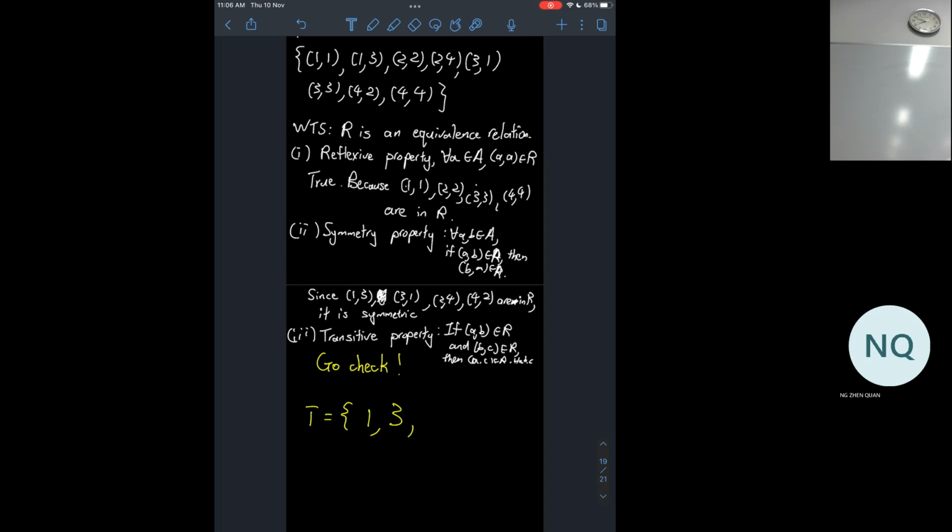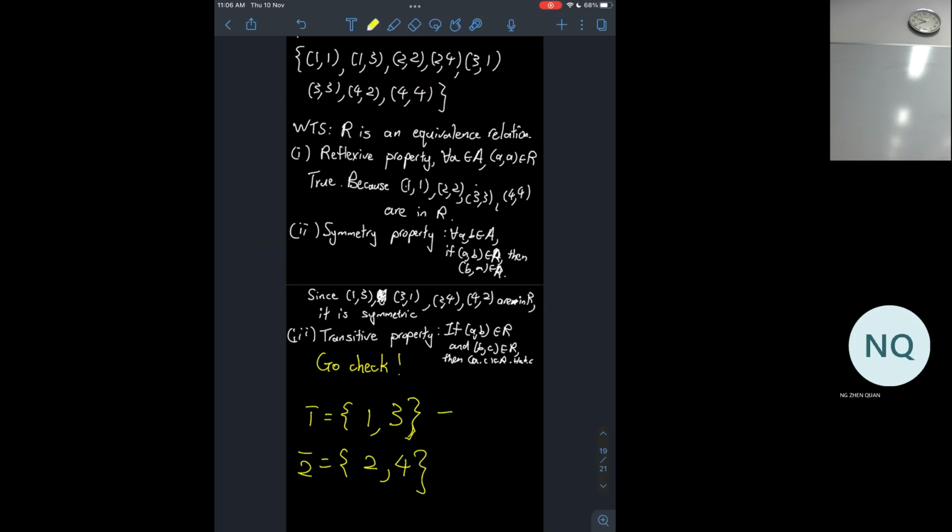3 is equivalent to 1, okay, 1 already put there. And then 3 is equal to 3. Then that's all. So the equivalence class of 1 is {1, 3}. How about 2? 2 is equivalent to itself. And then 2 is equivalent to 4, so 4 is in here. And 4 is equivalent to 4, and 4 is equivalent to 2. So it closes up, like this.